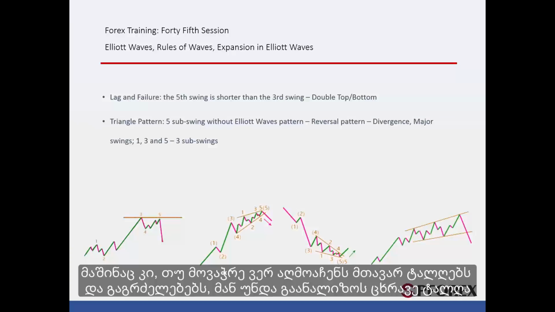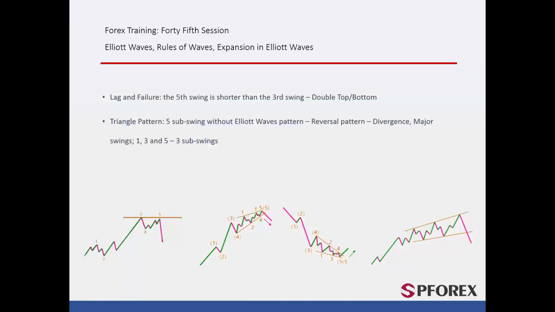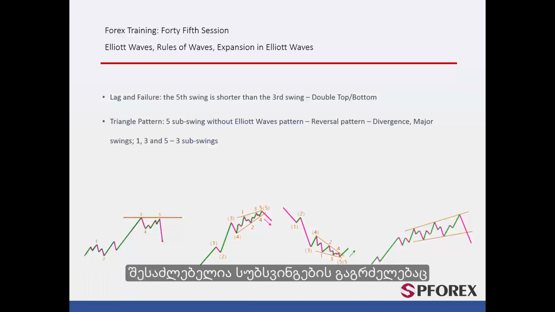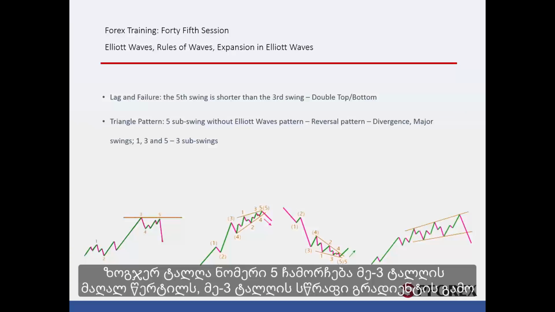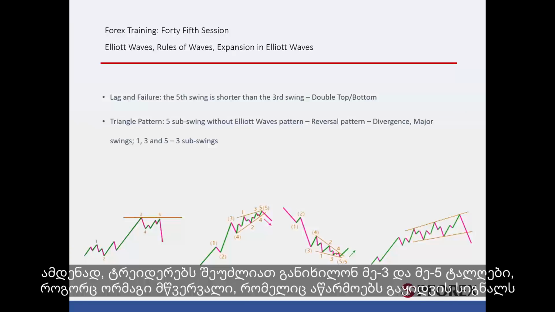Even if a trader could not detect the extension and main swings, he or she can consider the whole 9 swings on the analysis. Extension can occur on sub-swings too. Sometimes swing number 5 lags behind the third swing high point due to a rapid gradient of the third swing. Thus, traders can consider the third and fifth swing as a double top pattern, which produces a sell signal.